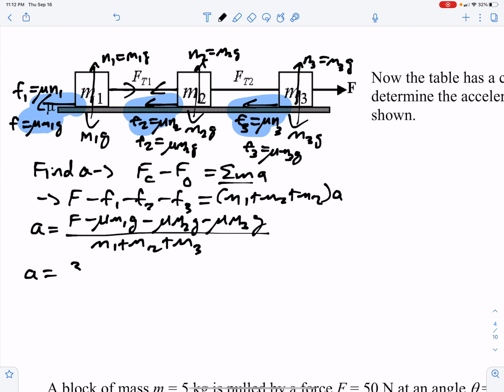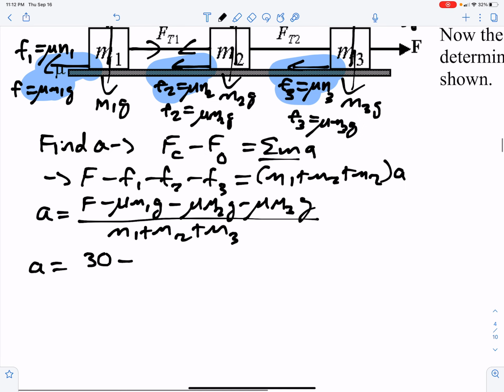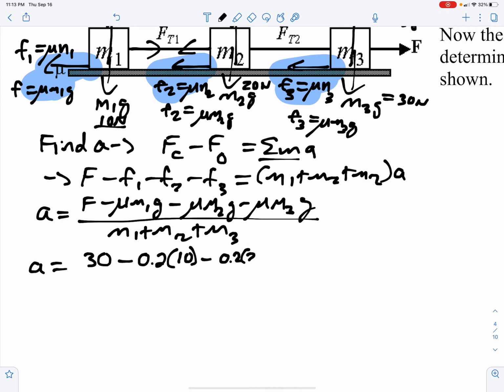Okay, let's sort this out. F was 30 from before, it's still 30 now. Mu, given in the problem, is 0.2. So we're going to go 0.2 times weight 1. Now, weight 1 is 1 kilogram. 1 times 10 is 10 newtons. Weight 2 is 20 newtons. Weight 3 is 30 newtons. So we're going to go 30 minus 0.2 times 10 minus 0.2 times 20 minus 0.2 times 30. All of that is over the sum of the masses, 1 plus 2 plus 3 kilograms.